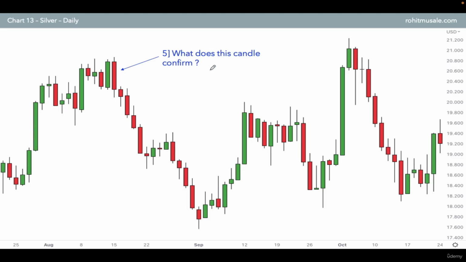What does this candle confirm? Well, you see these 2 candles. That's a last engulfing top. And the close of this red candle confirms the bearish implication of the last engulfing top.